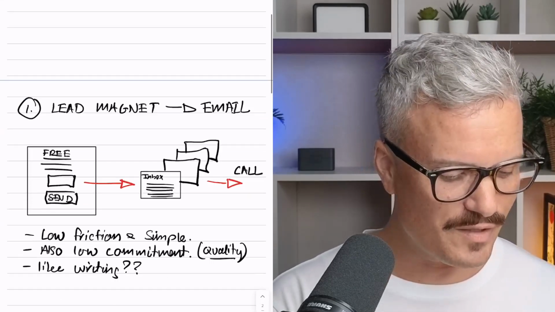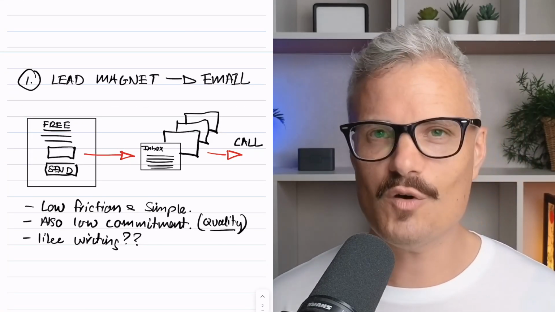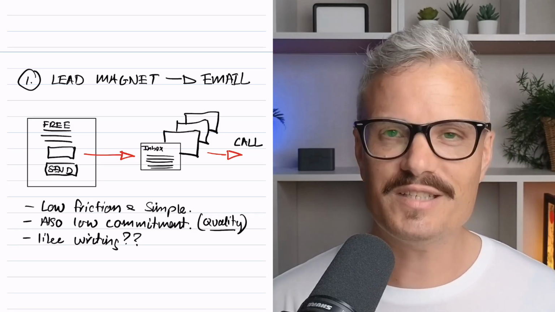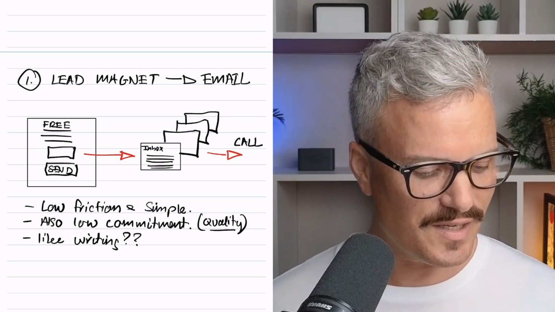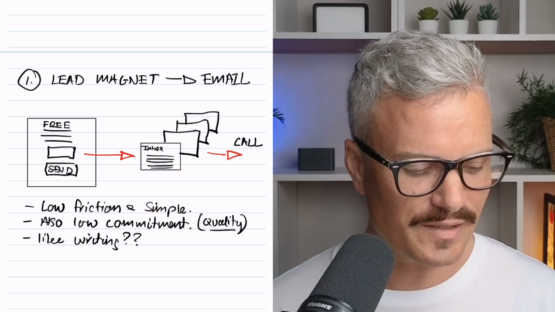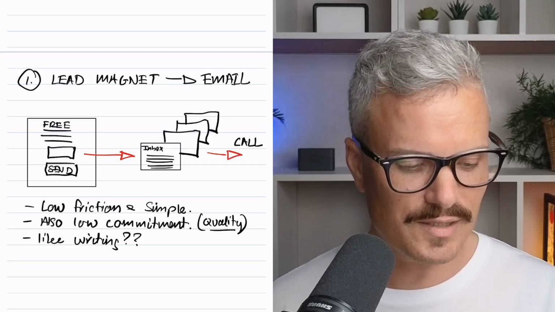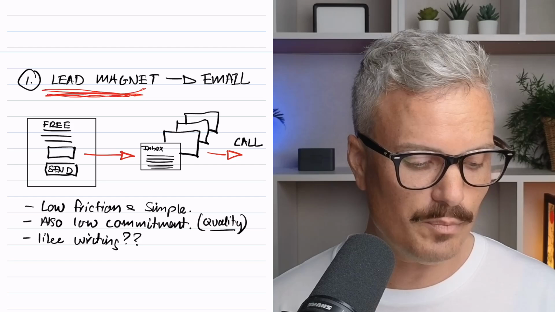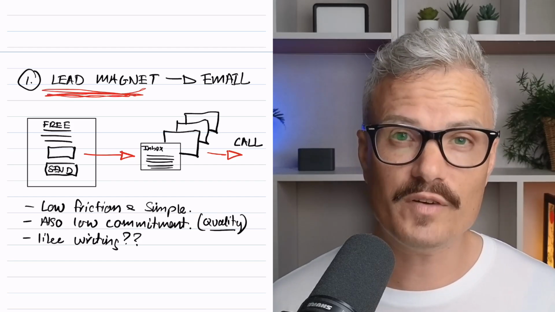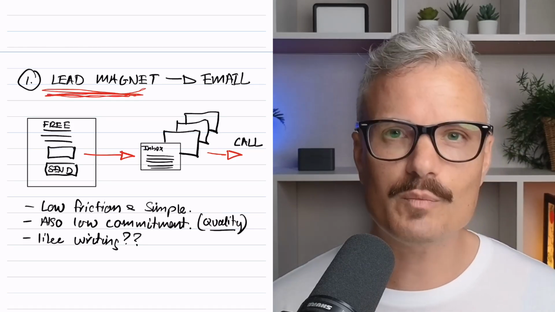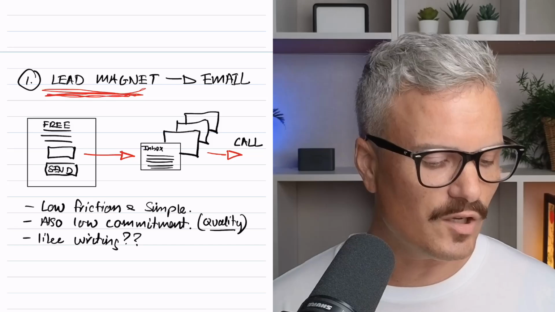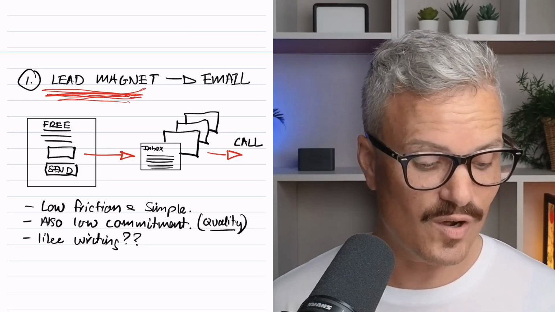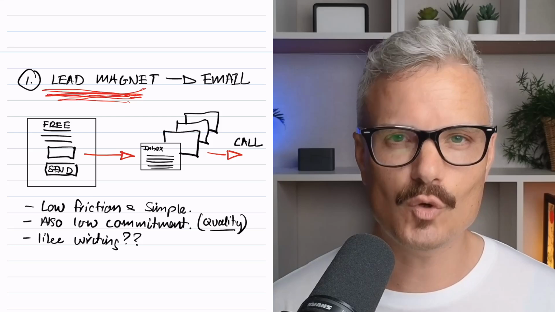So the first method that I'm going to be talking about is one of the oldest and probably the most simple ways of generating leads for your business. And that is basically having a lead magnet. A lead magnet is something that you give away for free. So you have some type of free product that you're giving to people, a free offer. That could be a PDF, it could be a workshop, a webinar. It could be any type of free giveaway that you're giving to people to hook them in, to get them to give you their email.